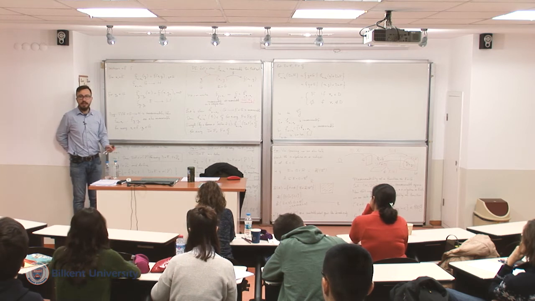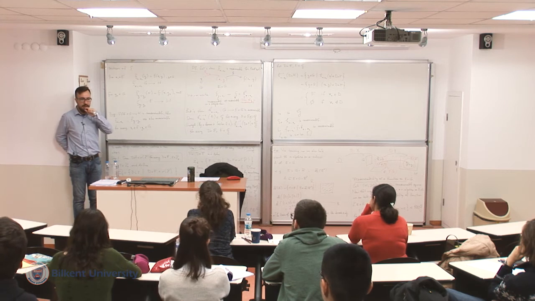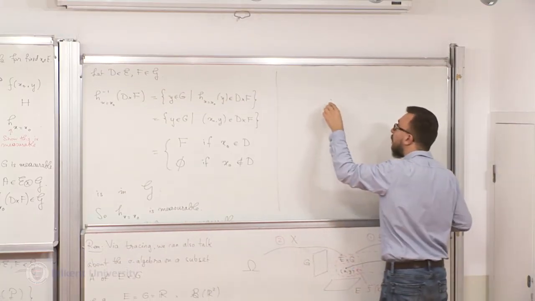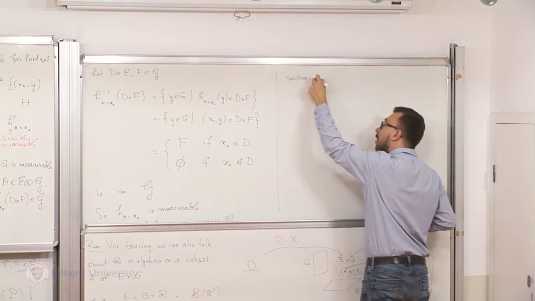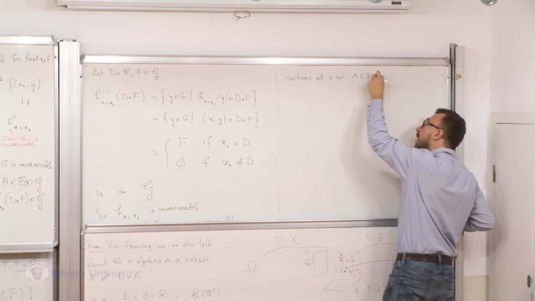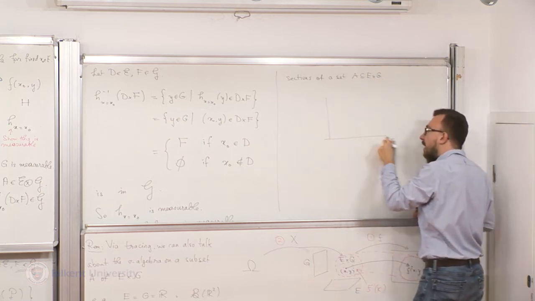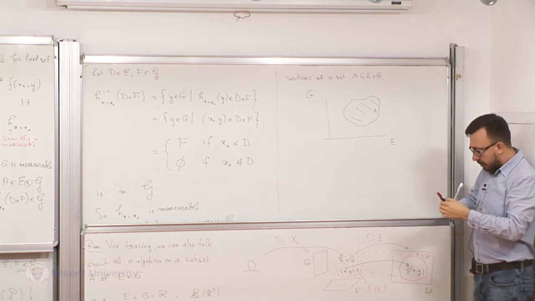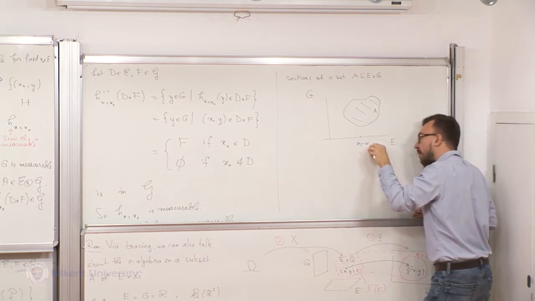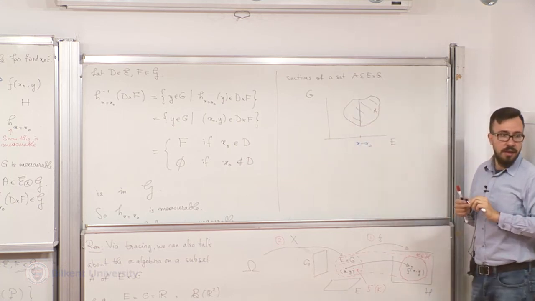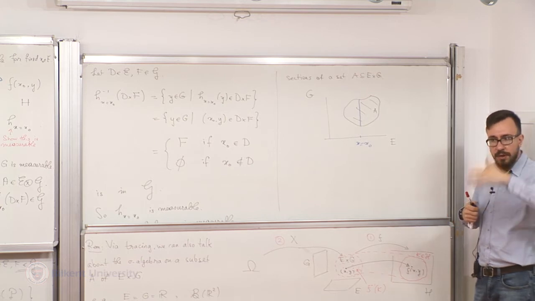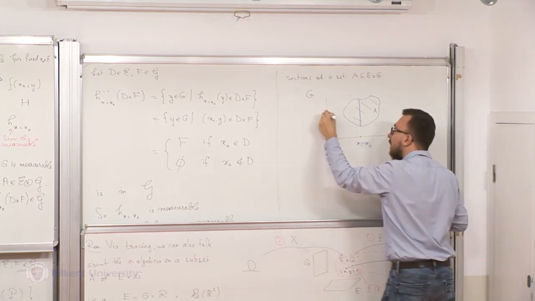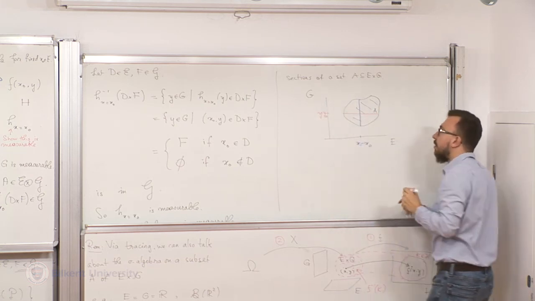And you can do the same operation to sets. You can also look at sections of sets in the product space. It is very easy to describe on a picture. So if you have, let's say, sections of a set A, you have E and G, and you have just a set A. So the section at x equals x0 is nothing but this set. Fix the first variable, look at it as a subset of the second space. Fix the second variable and look at it as a subset of the first space.